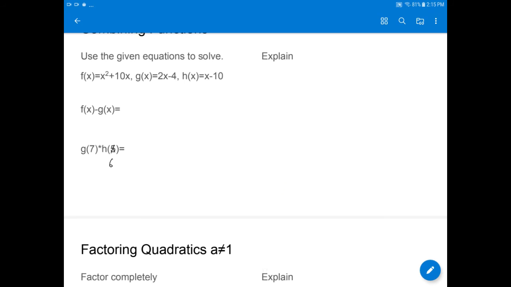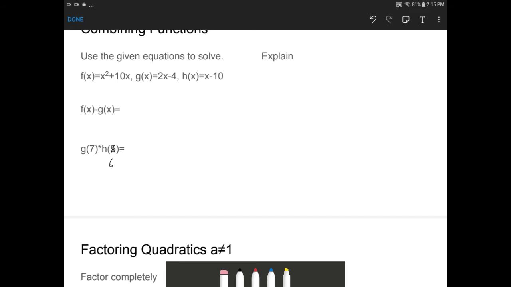This you'll do the same way as the previous one. So g of 7, that's 10. H of 6, that's negative 4. So negative 40 is the answer when you multiply them. Easy, right? Very easy.